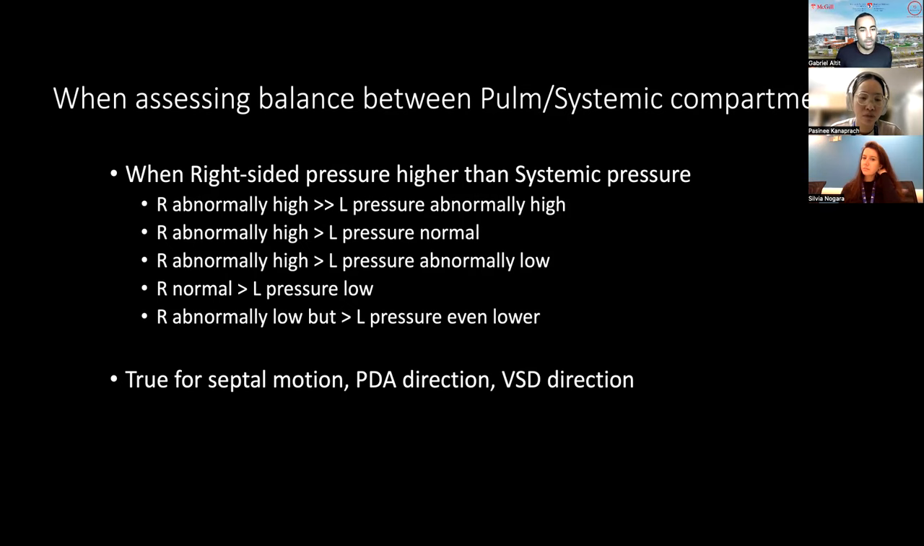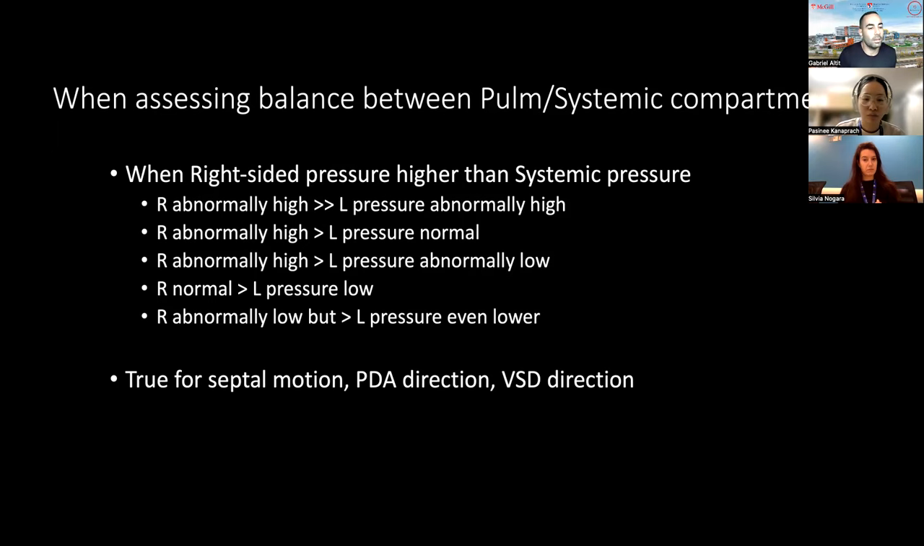And then try to put the story together to really delineate the physiology so you know which treatment you're going to do. Do I need to increase my SVR? Do I need to decrease my PVR? Do I need to increase my pulmonary blood flow? Do I need to increase my systemic blood flow? Do I need to increase both? Do I need to decrease them? So it's all these things.